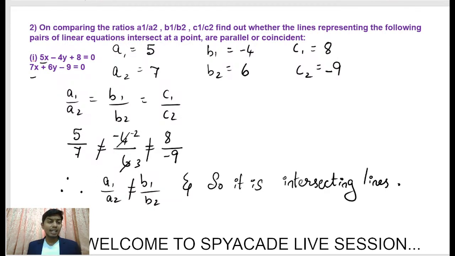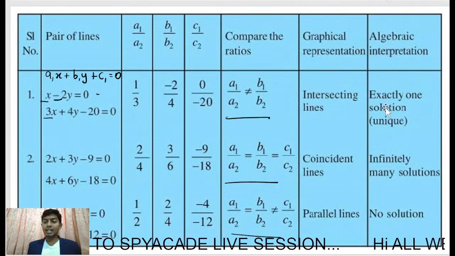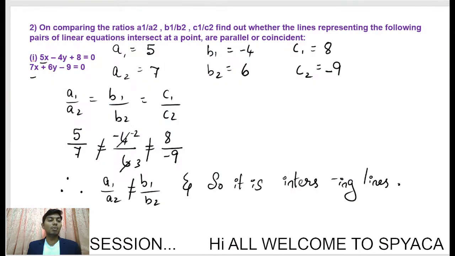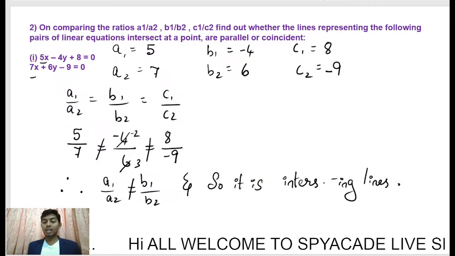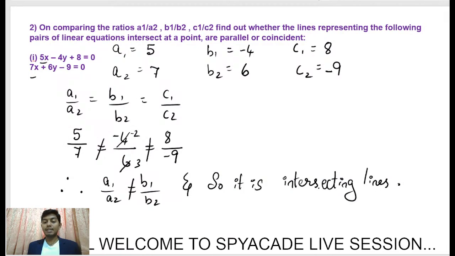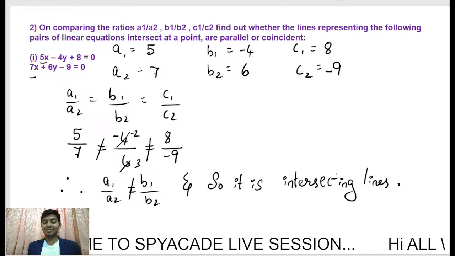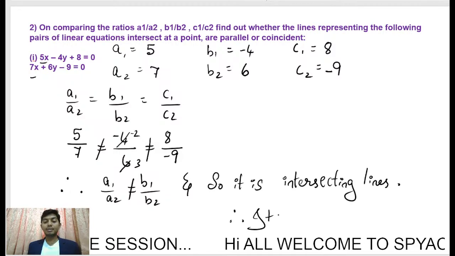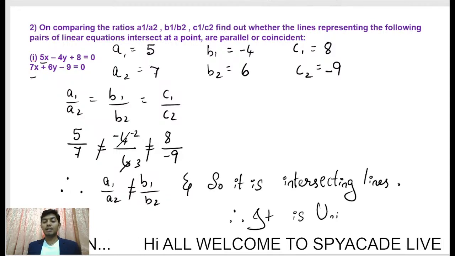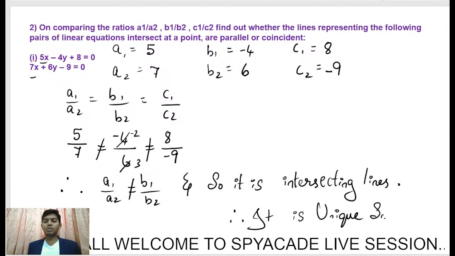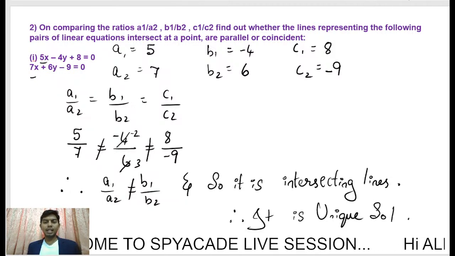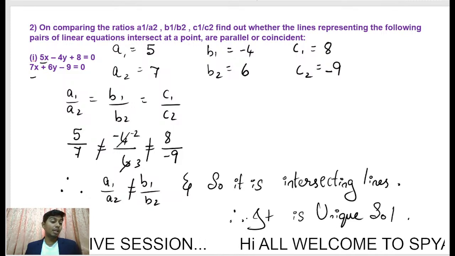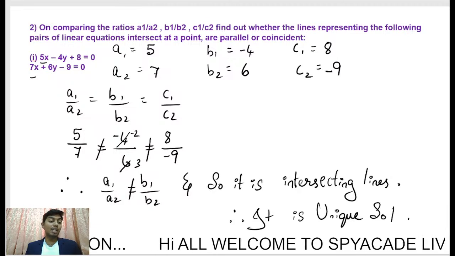So if it is intersecting lines, then what will you have? Exactly one solution. You will be getting only one solution. Okay, so it is intersecting lines. Therefore, it is a unique solution or one solution, right? Is it clear? Done. Let's move on to the next subdivision. You have to just remember the table to give the proper answer. Rest everything will be very easy.